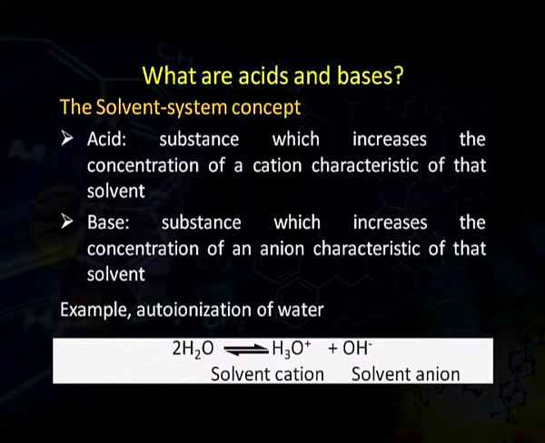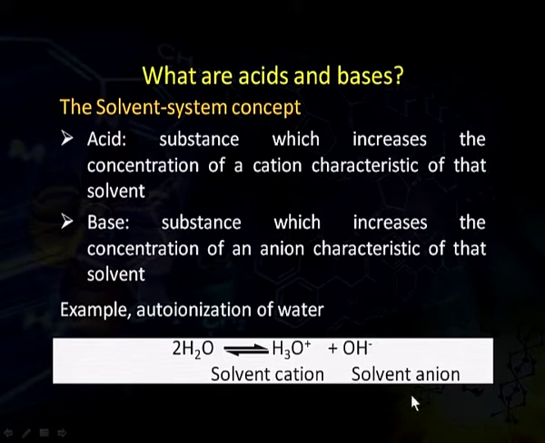In autoionization of water, two molecules of water react together and form a hydronium ion and a hydroxide ion. This hydronium ion is formed by accepting a proton from the second water molecule, and the remaining part is the hydroxide ion. The hydronium ion is the solvent cation, while the hydroxide ion is the solvent anion.